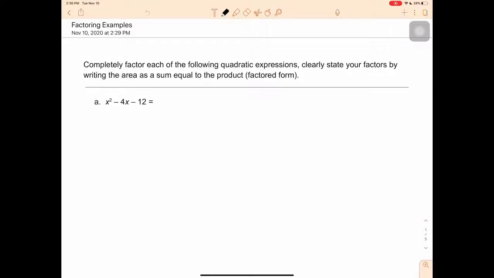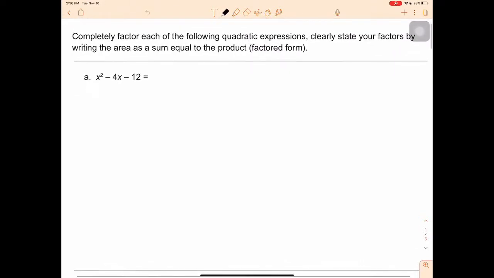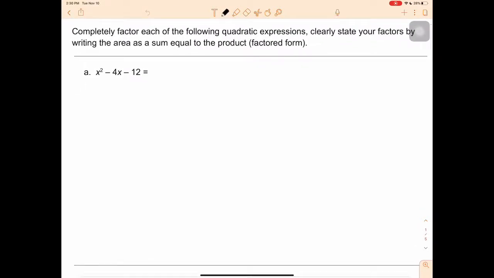Okay, this video is going to walk you through how to factor a quadratic just like we learned in class. So the instructions here state to completely factor each of the following quadratic expressions, clearly state your factors by writing the area as a sum equal to the product.